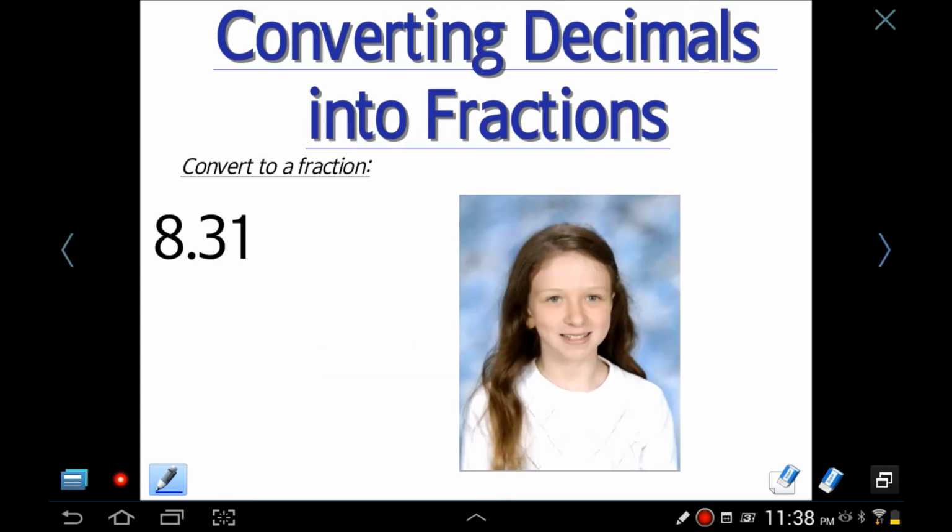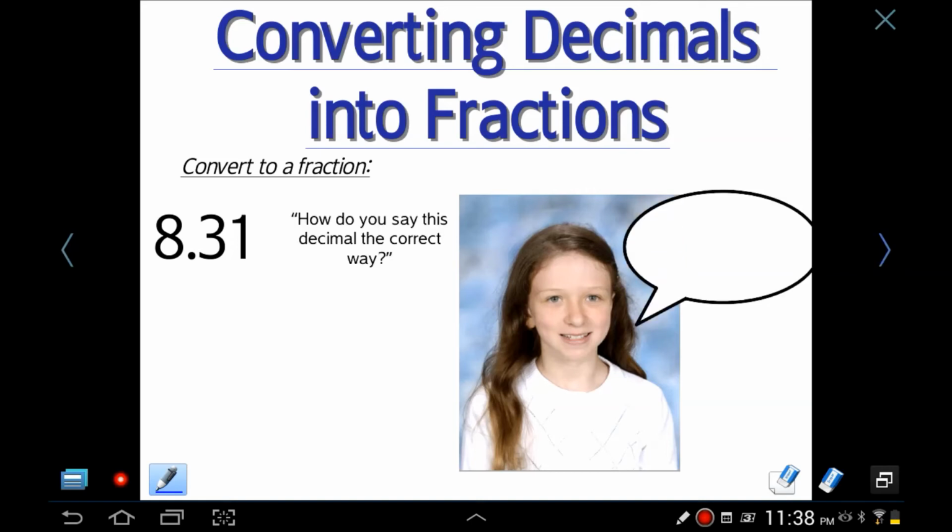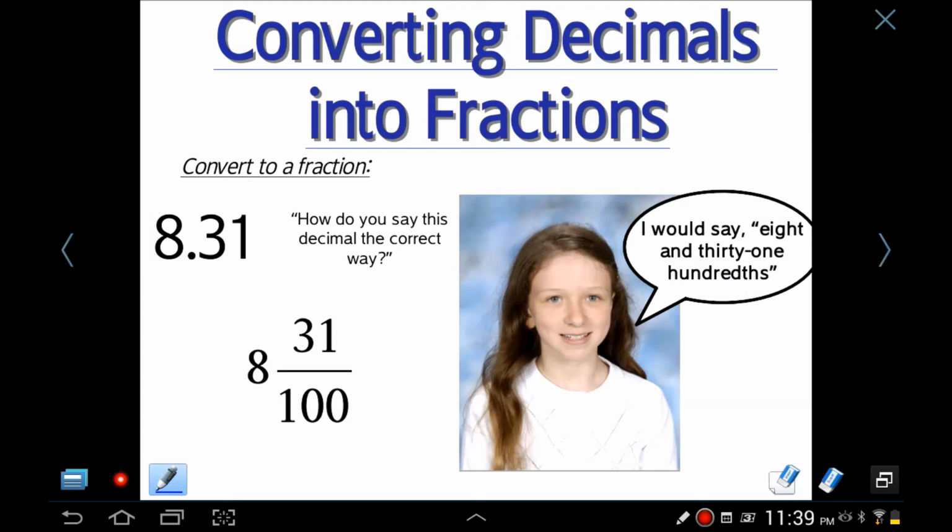Let's move on here. So we have 8.31, which Victoria is going to help us with. How do you say this the correct way, Victoria? And she told me the other day that she would say 8 and 31/100ths. Now 8 is the whole number, so Victoria had that right. 31 is the number after the decimal, and hundredths is the place value. So that 1 is in the hundredths place. Lots to think about when you're writing these. They're not as easy as you think. So 8 and 31/100ths would look like that as a mixed number.